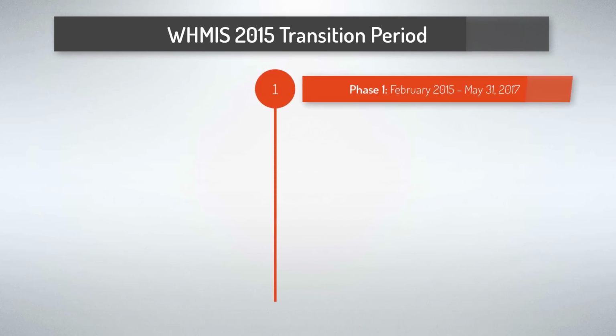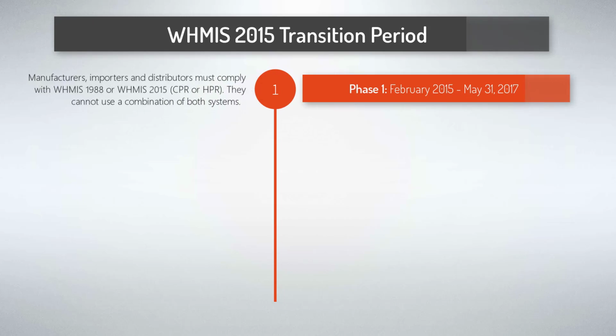Phase 1, February 2015 to May 31st, 2017. In this phase, manufacturers, importers, and distributors must comply with WHMIS 1988 or WHMIS 2015. They are not permitted to use a combination of both systems.